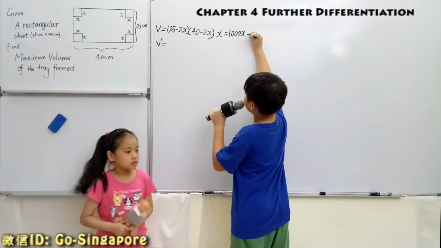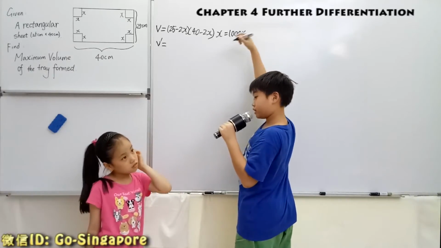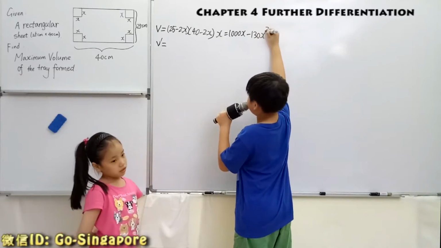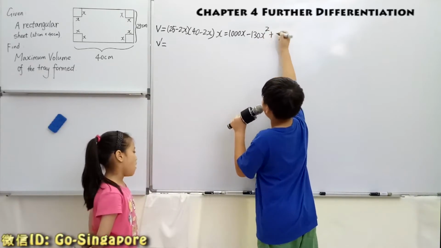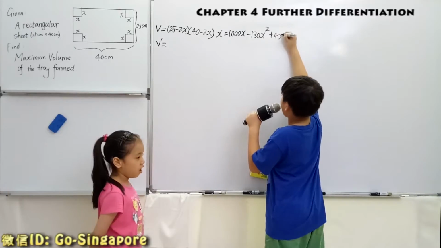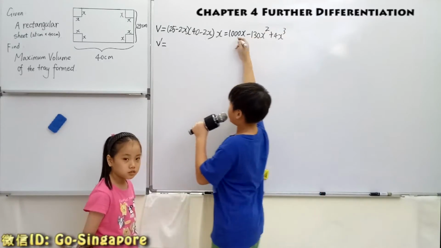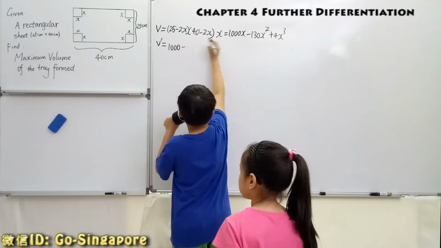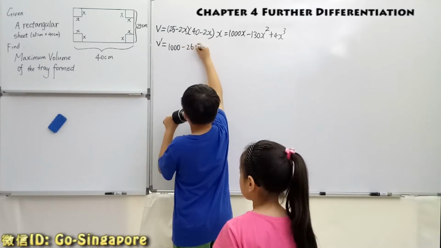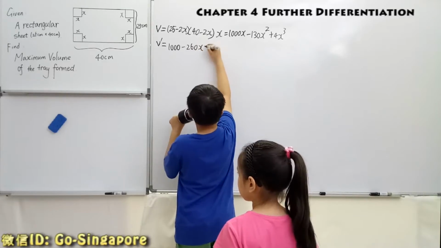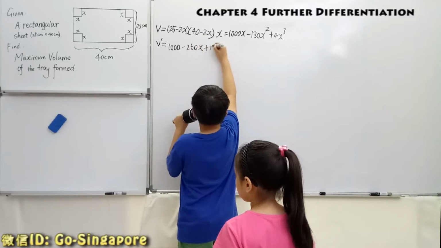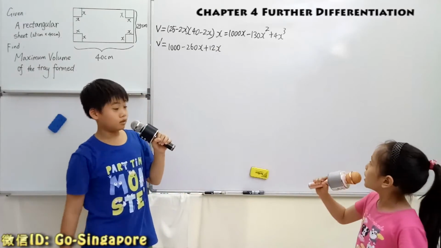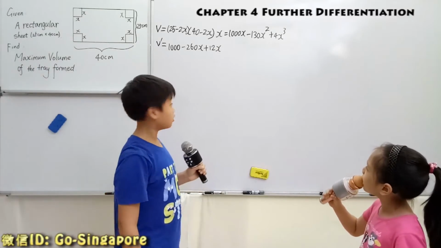So here this is minus 50 plus 80, 130x squared. Then here you need to plus the 4x cubed. So here this is a 1000 minus 260x. Then you get plus 12x, right? Wait, where's your square?